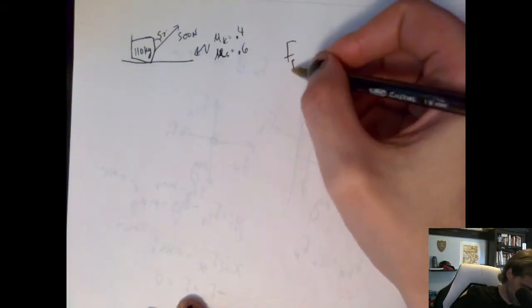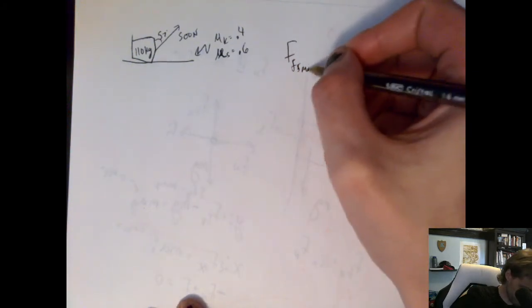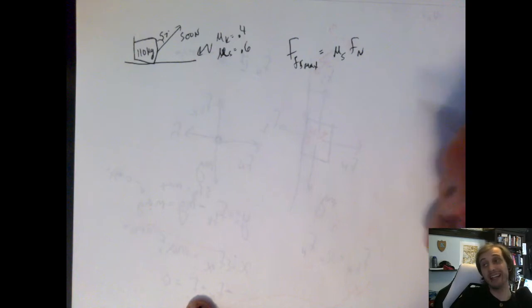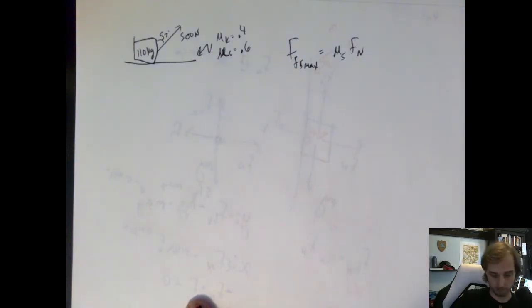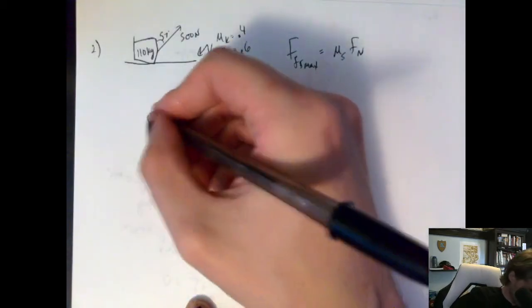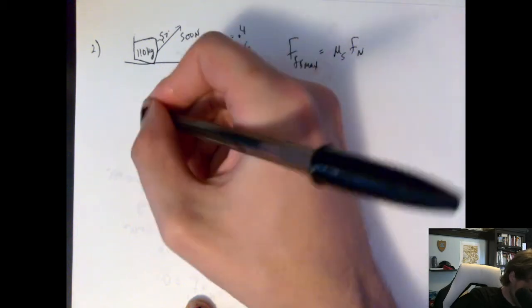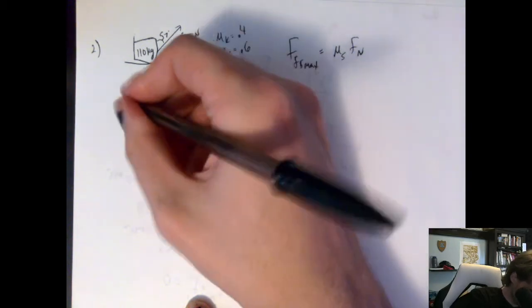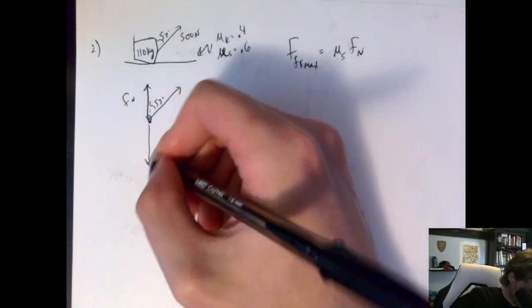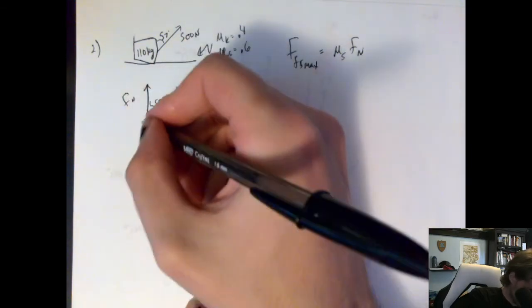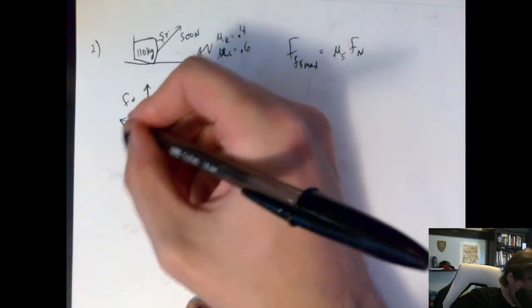Well, the maximum force of static friction is equal to mu times Fn. So I'm going to need Fn if I want to find the force of static friction. For that, we're going to draw a free-body diagram. Well, we've got this force going at this angle. We've got the normal force going straight up. We've got gravity going down. And we'll have friction going the opposite direction along the floor.